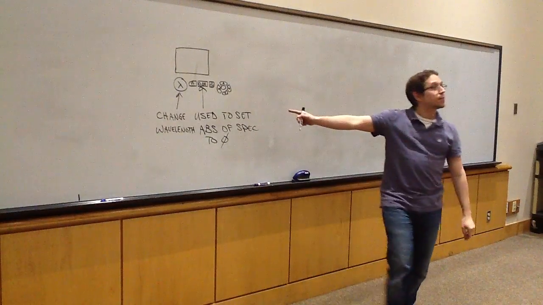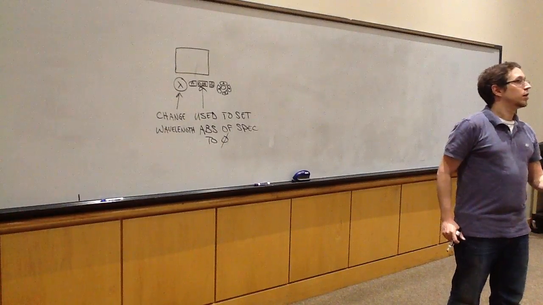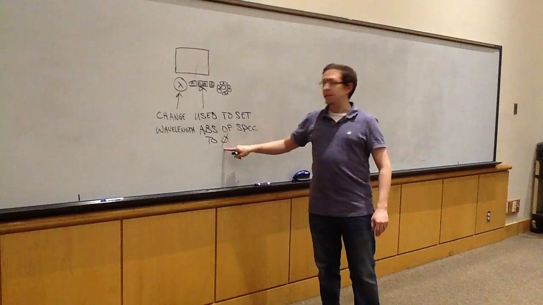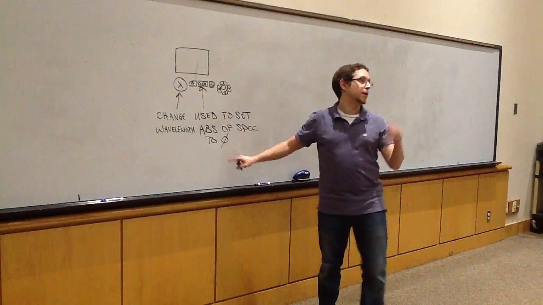The buttons or knobs that I'm bringing to your attention, those are the ones that I consider to be kind of important. Because one changes your wavelength, and the other is used to set the spec's absorbance to 0. We call that zeroing the spec.